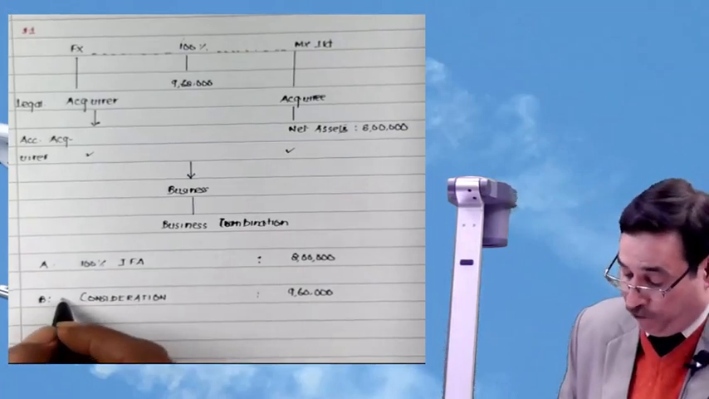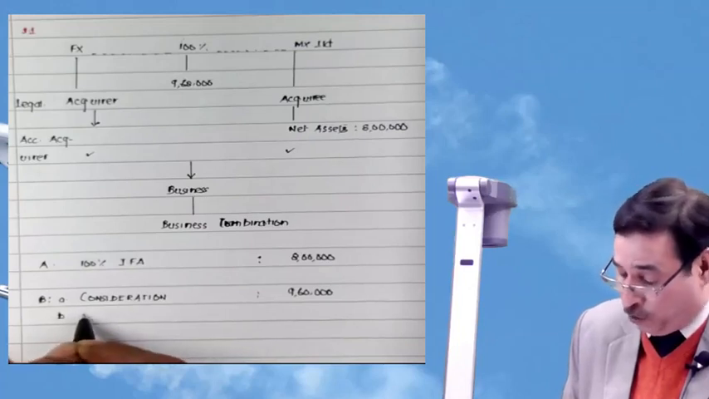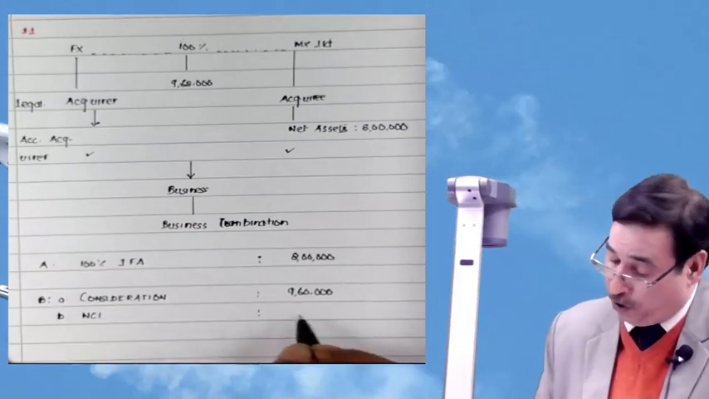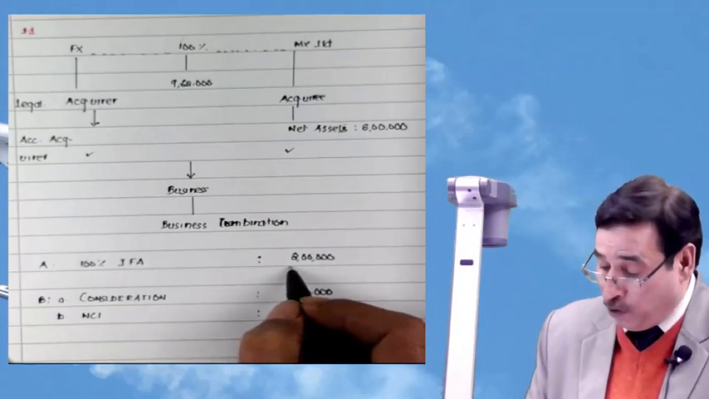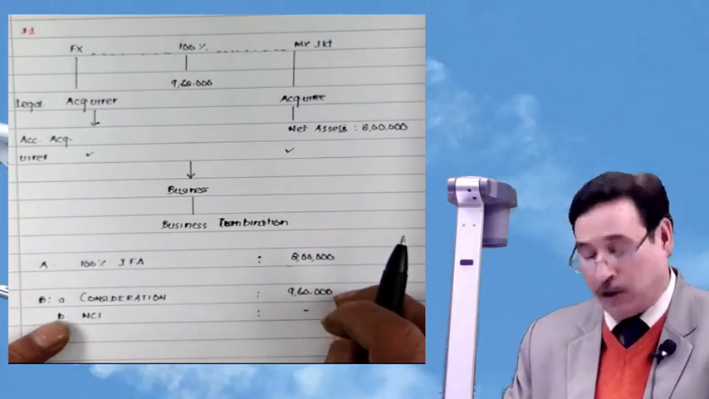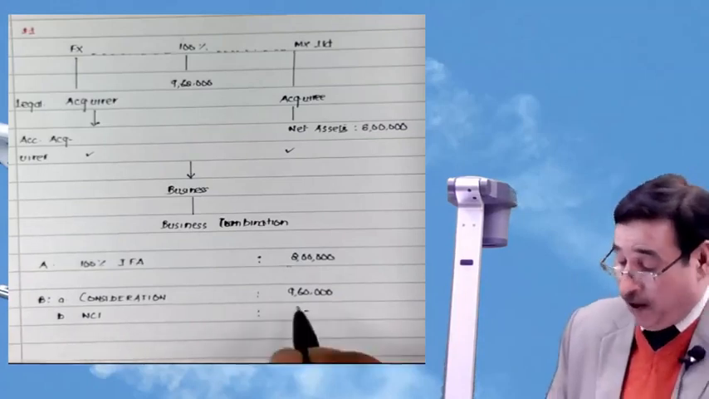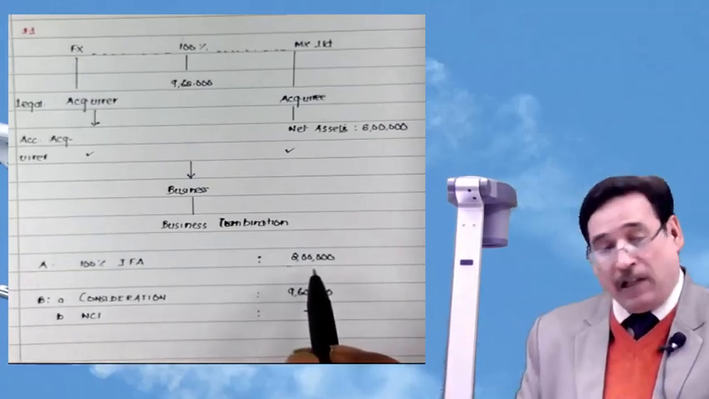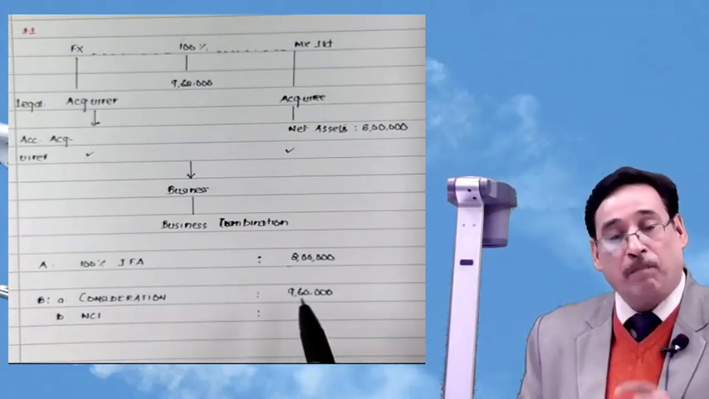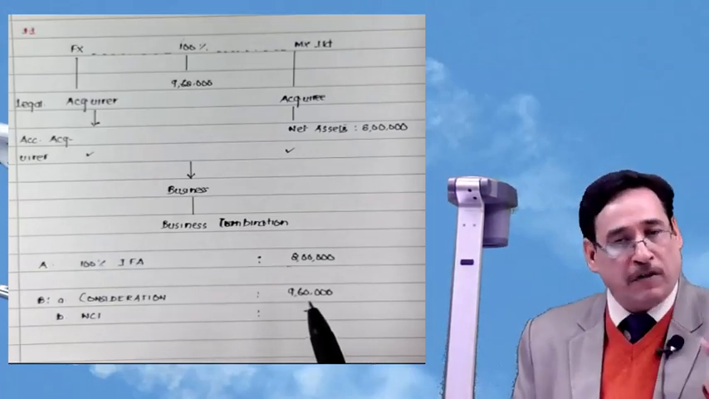Generally, under step B, we also write A, consideration, B, non-controlling interest. But in this question, there is no non-controlling interest. Correct? Now you compare this 8 lakh with this total amount. So total of B is 9,60,000 and total of A is 8 lakhs. Obviously, you are getting less in terms of net assets, 8 lakh, by paying 9 lakh 60.